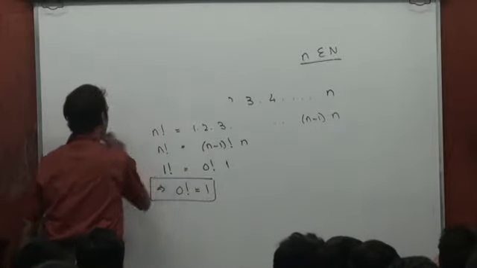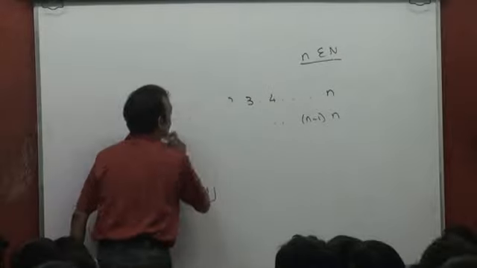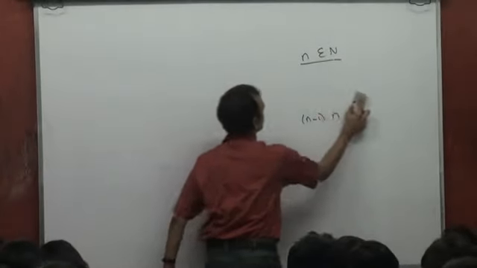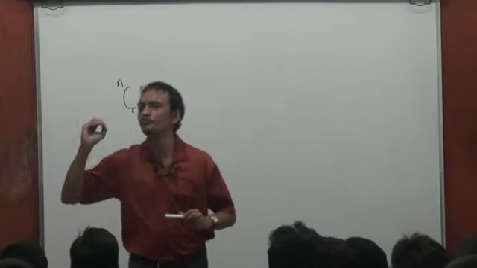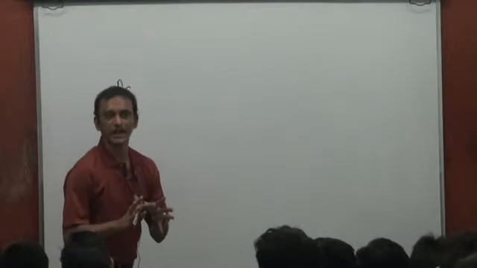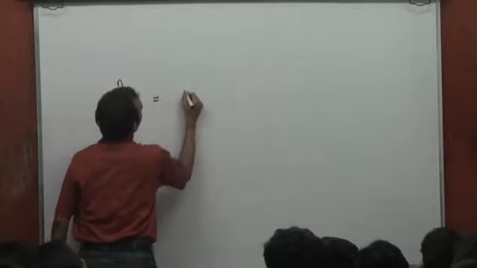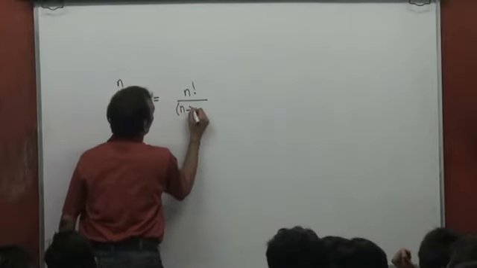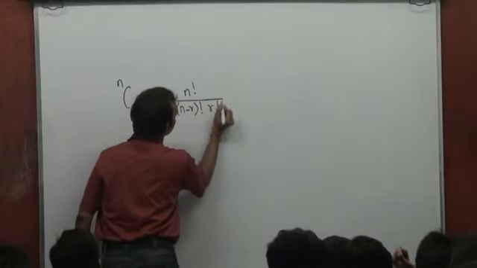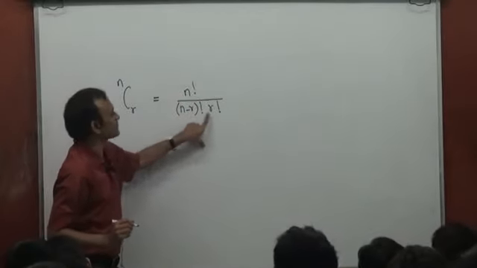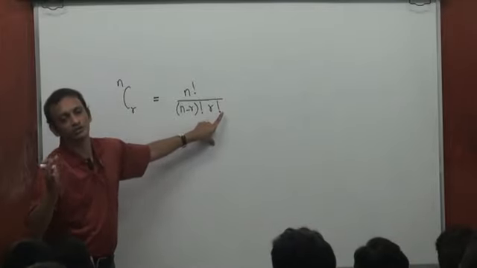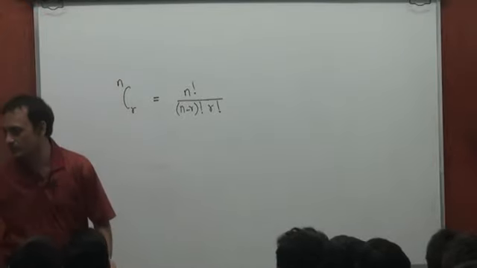Now, another symbolism with which you might want to breed familiarity: nCr. I will give it a combinatorial feel later on, but for the time being, I define it as an algebraic entity, nCr, simply stating it to be n factorial by (n minus r) factorial into r factorial. That's nCr. nCr is defined to be n factorial by (n minus r) factorial into r factorial, where r could be 0, 1, 2, 3, etc. And n is a natural number.